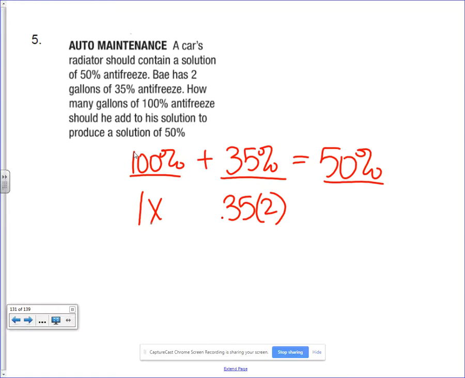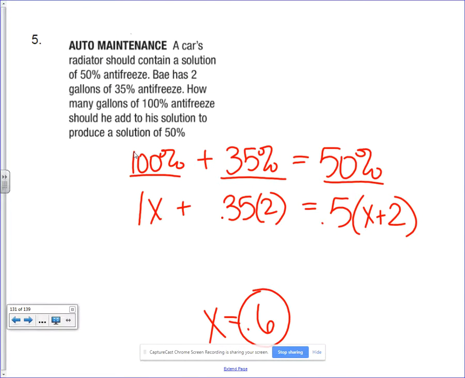I don't know how many gallons of the 100%. Then when I would mix them, I would get this. So go ahead and pause this and solve it. Let's see what you get for your gallons of 100% antifreeze. I'm getting 0.6. Okay, so hopefully those went okay for you today. The first two were a little bit different as far as on the other side of the equal sign.